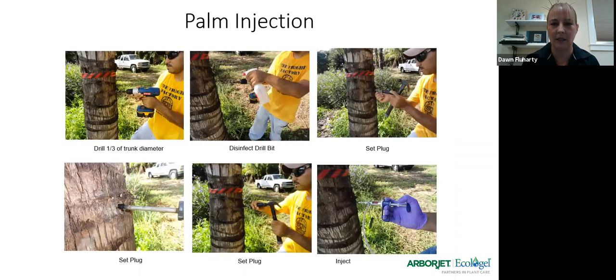So the biggest difference when we're dealing with palms is when we drill in, we want to make sure every time we sterilize or disinfect our drill bit between palms. Palms have a lot of diseases, and they're very easily passed. So you always want to make sure you're very careful about after you drill in, you disinfect that drill bit. That way, by the time you go to the next place, it's ready to go again. And then you can see he's just setting the plug, slightly recessing it, and doing the injection.